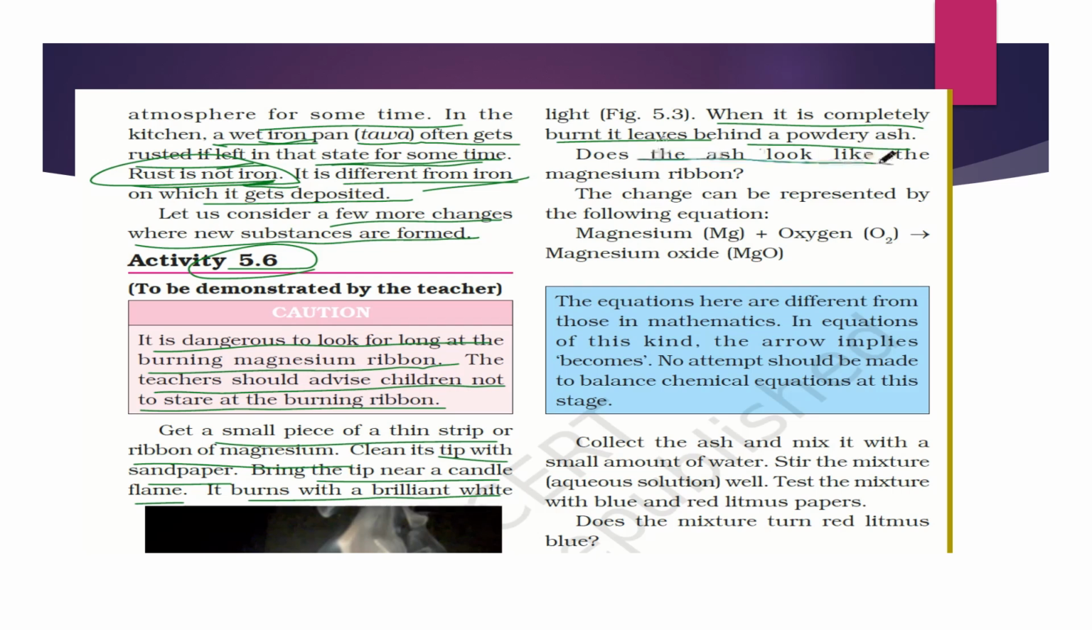So does the ash look like magnesium ribbon? No, the change has completely formed a new substance, that is magnesium oxide. So magnesium ribbon burnt in oxygen gives you the new compound called magnesium oxide.